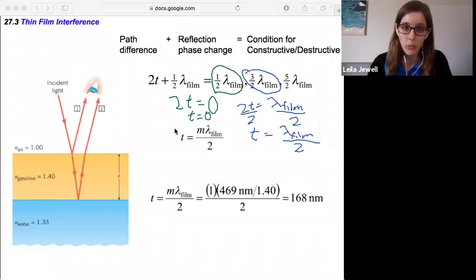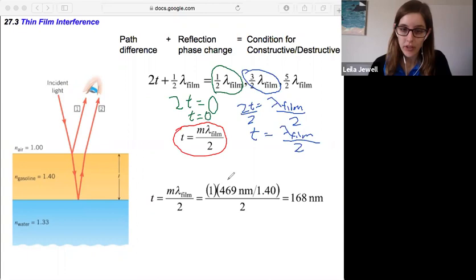Now, the other way to approach it is the way that they did here. They said, hey, we don't know what m value we want to use, so we'll leave it in terms of m for now. That works just as well, because then you get a condition for t, and you can see, okay, if I plug in m equals 0, I'll just get a thickness of 0. If I plug in m equals 1, that'll be the smallest thickness that's non-zero. And that's indeed what they did here. So they said m equals 1 as opposed to m equals 0.